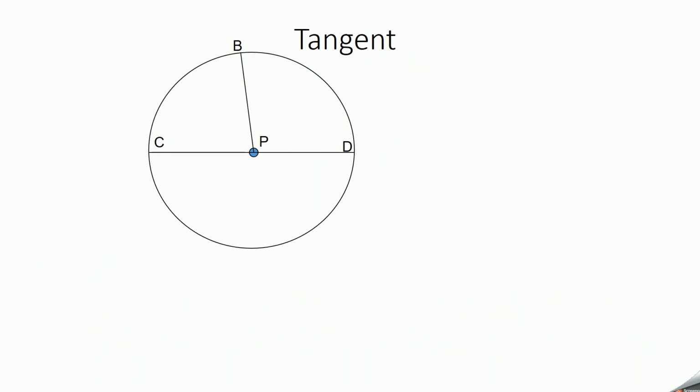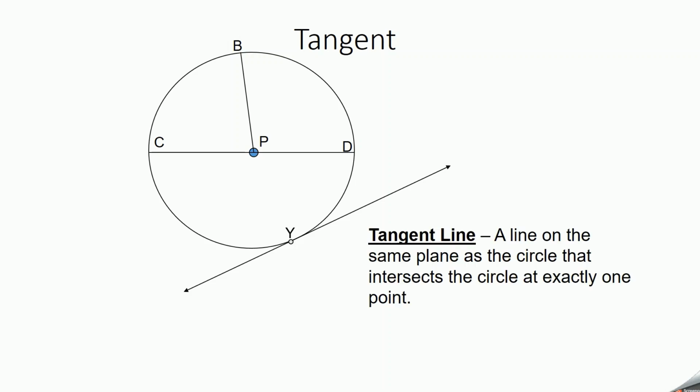So imagine a circle like the one you see on the screen. Imagine I draw a line grazing by the circle and only touching that circle at one point, not going through the circle, not missing the circle, only touching the circle at one point, in this case, point Y. That line that I drew in is called the tangent line. The definition: a line on the same plane as the circle that intersects the circle at exactly one point.